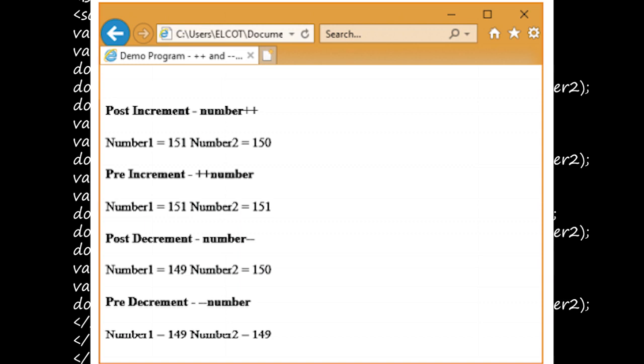Just refer the coding and the output, and you just write one example with post increment, pre increment, post decrement and pre decrement of your own, and I'll be giving the output in the next session, right? You just write a coding for using these operators, and you just send it to me through WhatsApp, right?